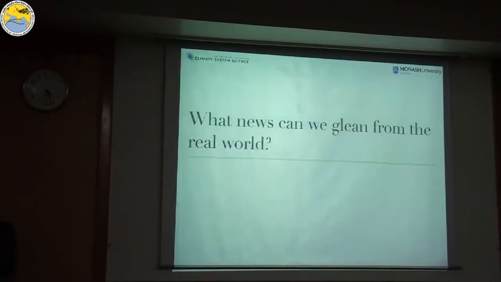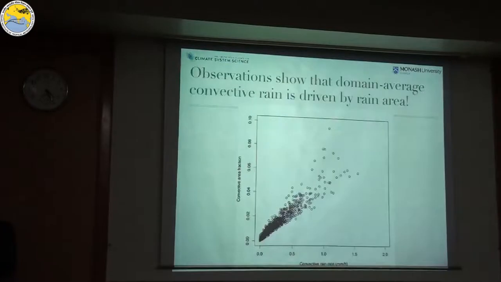All right, so the question is, what have we learned from the real world? We went through this morning, so I'll be reasonably quick with that one. One iconic plot I showed you this morning was that we've learned that the area average rainfall rate in a convecting atmosphere is strongly related to the area fraction that's covered by convection, not to the intensity of the rainfall.